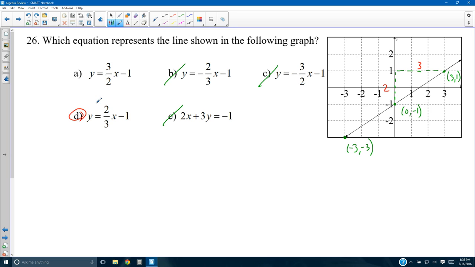This one right here. Your slope is 2/3. Your y-intercept is negative 1. So therefore, in y equals mx plus b form, it's 2/3 x minus 1.